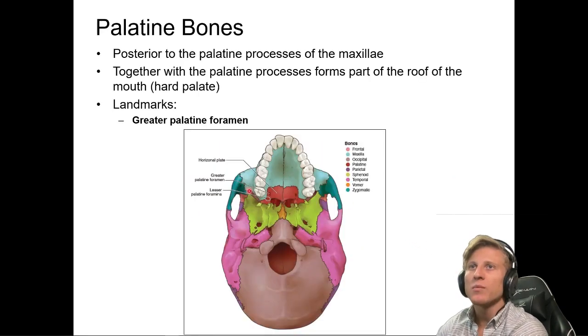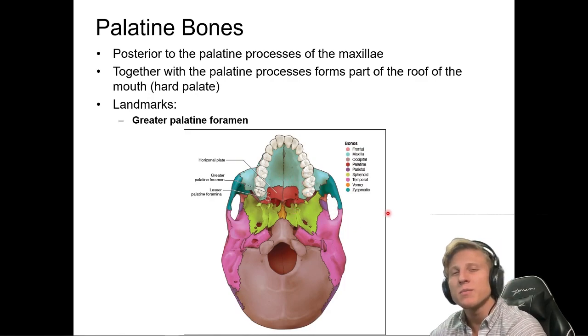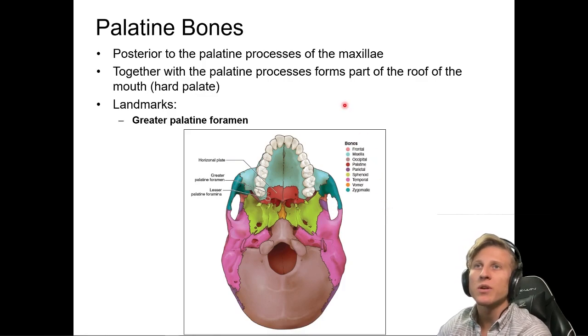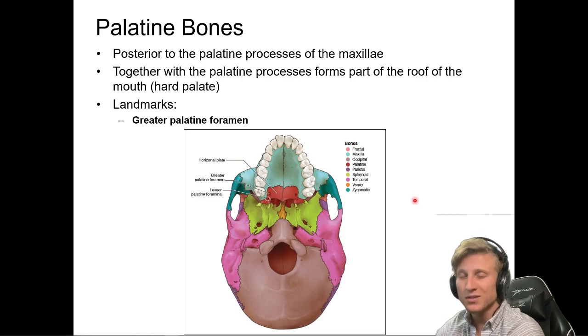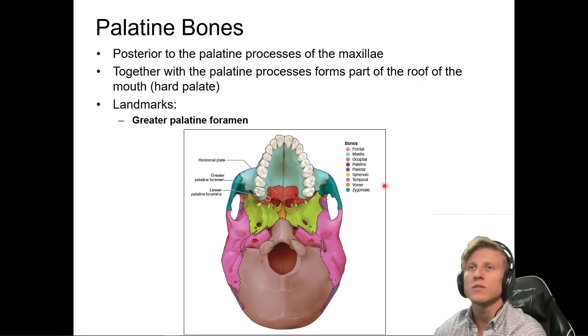Palatine bone, again, we've noted this before. This image isn't necessarily the best, but there are technically two foramen on the palatine bone. There is the greater and lesser palatine foramen. Greater is going to be the larger one. Lesser is going to be the smaller one. No need to overthink that. Again, for the purposes of nerve passage as well as your vasculature, veins, and arteries.